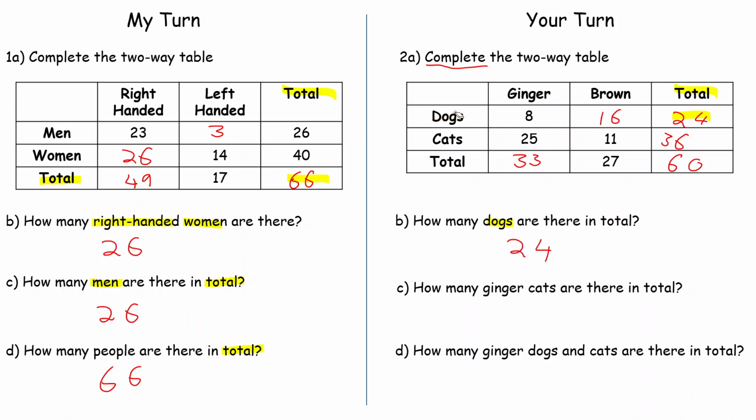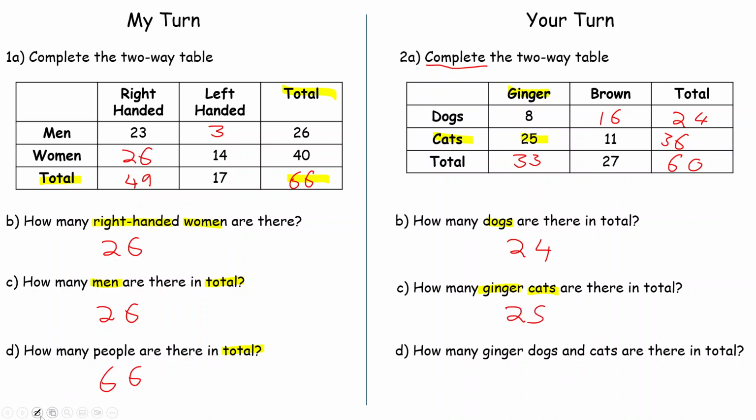How many ginger cats are there in total? Let's highlight the keywords there. So how many ginger cats are there in total? So you've got ginger cats. It's going to be 25. There we go. Just down there, 25.